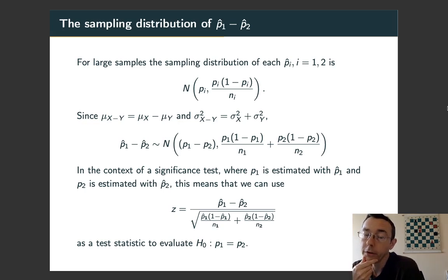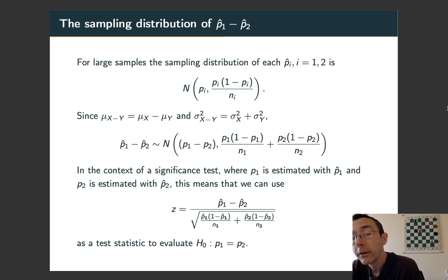So I said we need to consider the distribution of P1 hat minus P2 hat. We can construct that pretty quickly because we know that each of the P hats is going to be approximately normally distributed, assuming a reasonable sample size. In particular, we saw in the last videos that each of the Pi hats has a normal distribution with mean Pi and variance Pi times 1 minus Pi over Ni. Here, Ni is the sample size from the ith population, first or second.